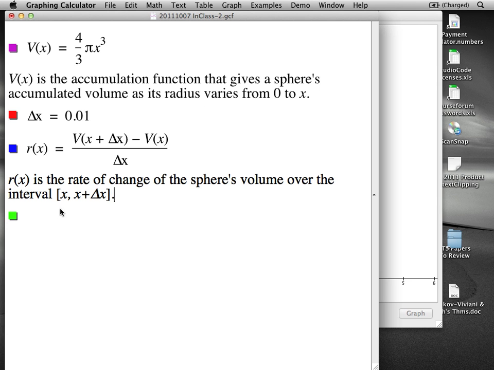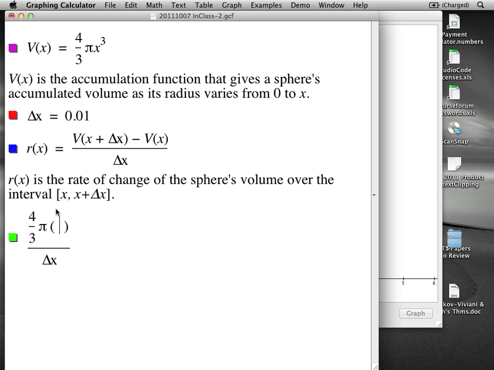Okay. Now, here's what I'm going to do, real quickly. Pay attention. Instead of, I mean, we could graph y equals r of x, we could get a graph of a function for a small value of delta x and so on. But I'm going to actually write out this expression. So it's going to be 4/3, and I'm going to cheat a little bit. I'm going to factor out the 4/3 pi.